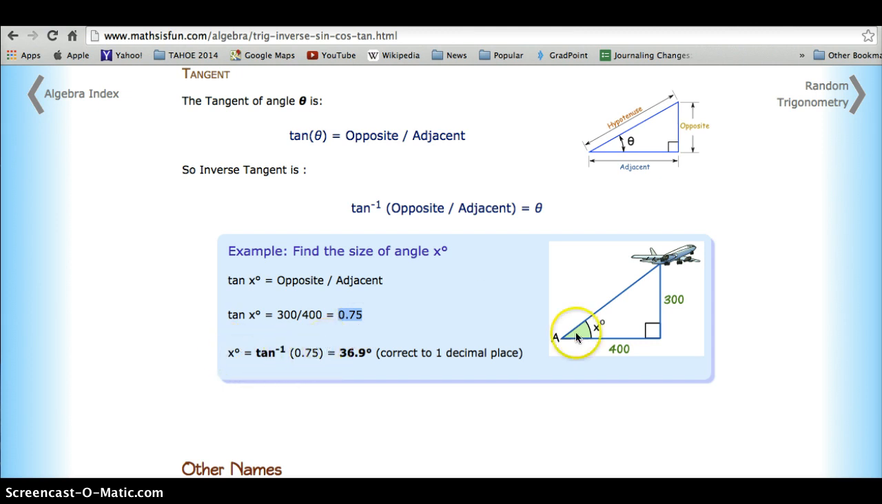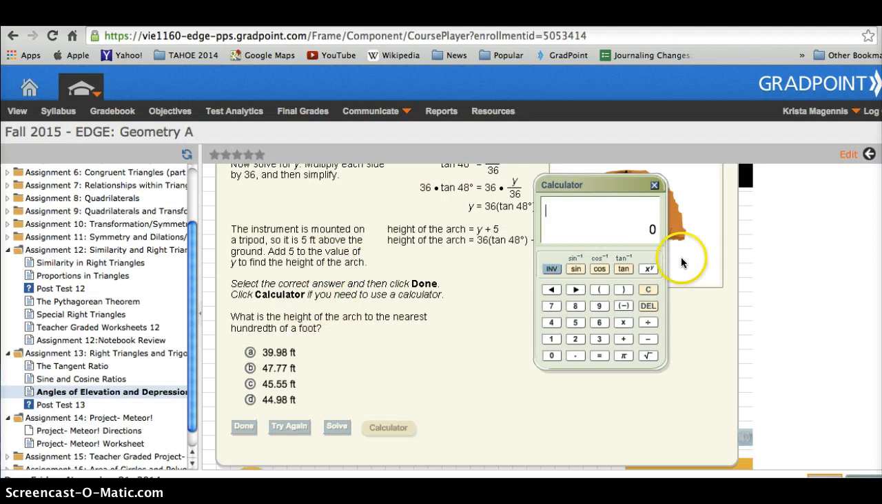So we have the tangent of x, but what we need is the actual angle. So we take this tangent value and plug it in as the inverse tangent to get the angle in degrees, which is 36.9. So now, using the calculator, we're going to use the information that was in that example.